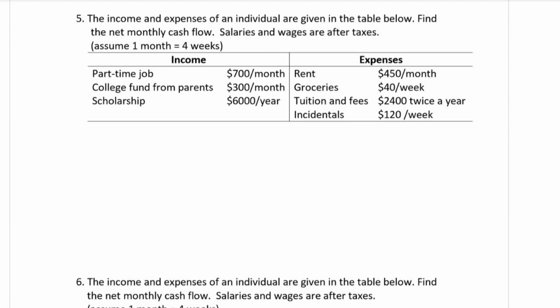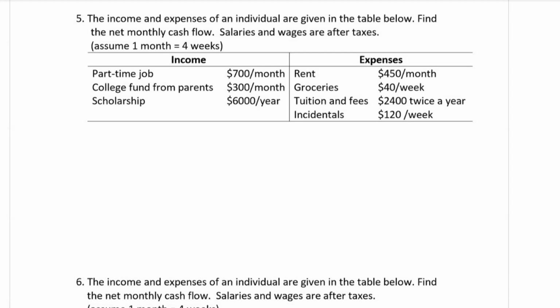Okay, in this video, we're going to continue on with looking at budgets, and we're going to look at finding our net monthly cash flow. Problem 5: the income and expenses of an individual are given in the table below. Find the net monthly cash flow, which means how much money we have coming in or going out at the end of the month. Salaries and wages are after taxes. Assume 1 month equals 4 weeks.